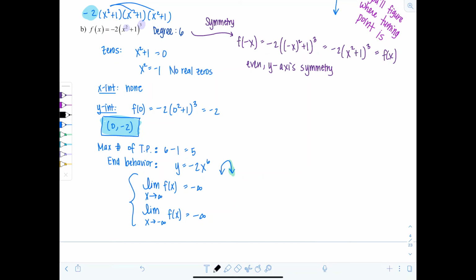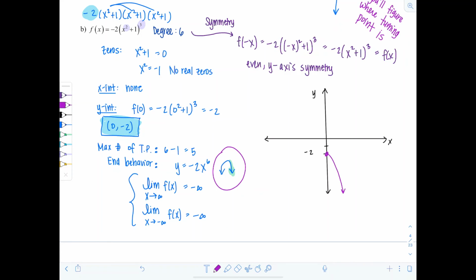Okay, so I know it's symmetric about the y-axis. So we'll just plot the y-intercept and kind of call it a day. Do you know what I mean? So here's the x-axis, here's the y-axis. The y-intercept was at 0, negative 2. And remember, it should look like a parabola that opens downward. And it's symmetric with respect to the y-axis.